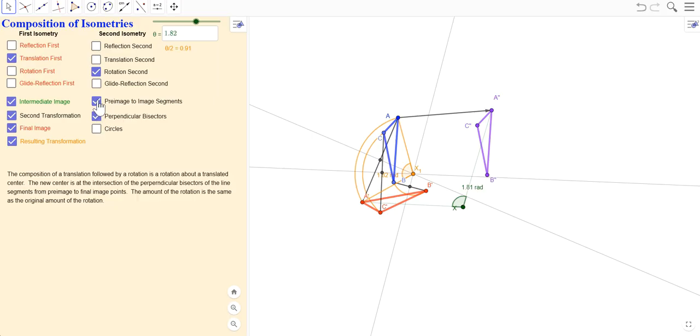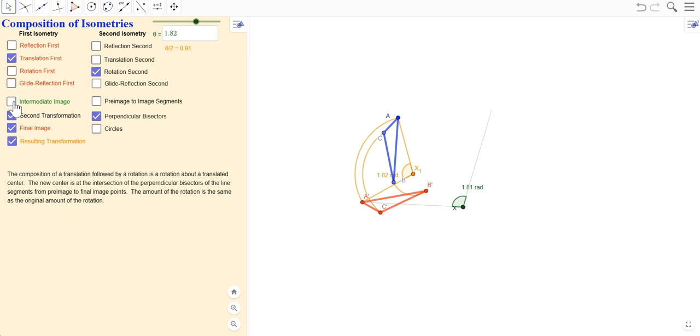Okay, a lot going on here. Let me see if I can get rid of some of that. So the final result is that.